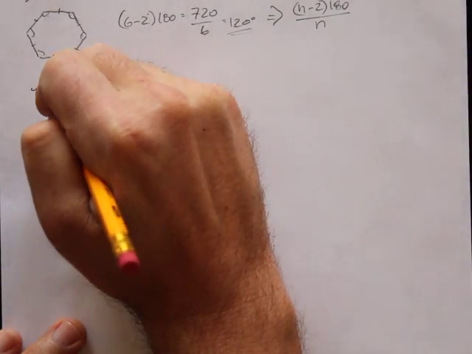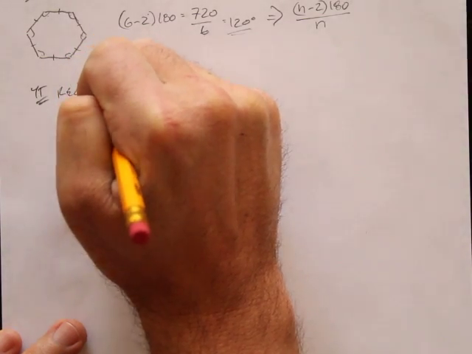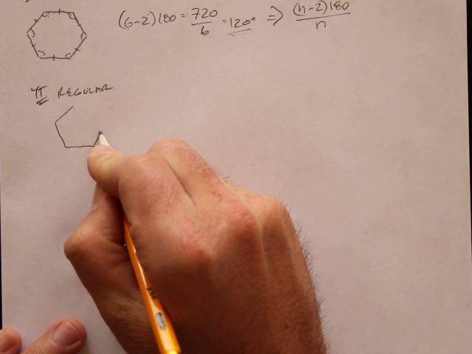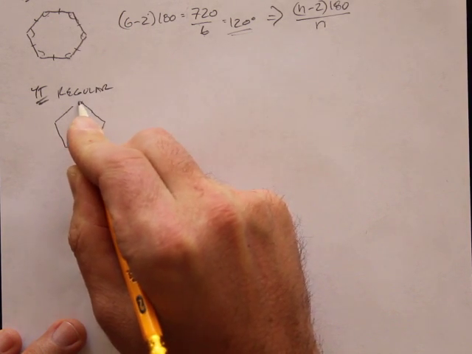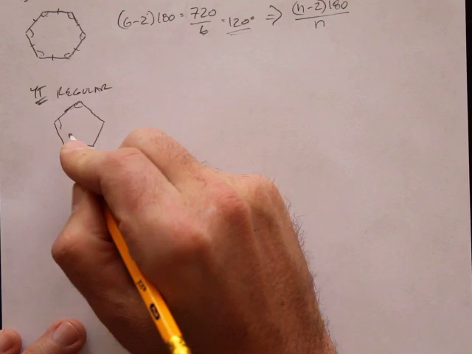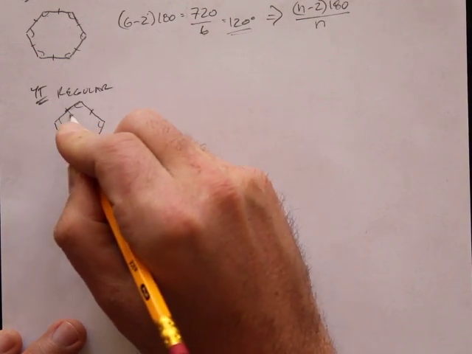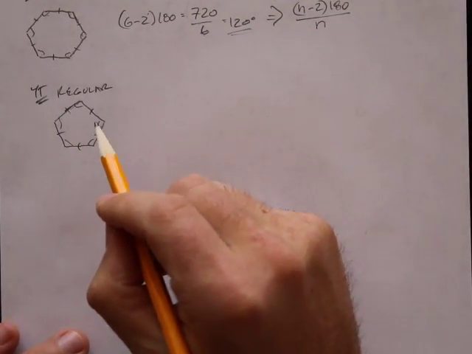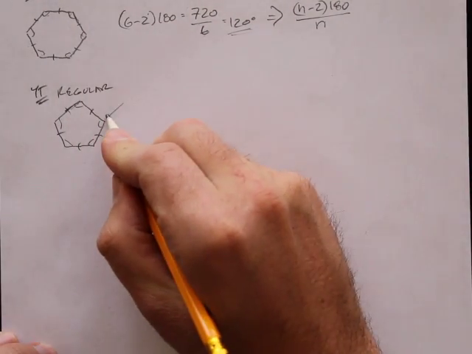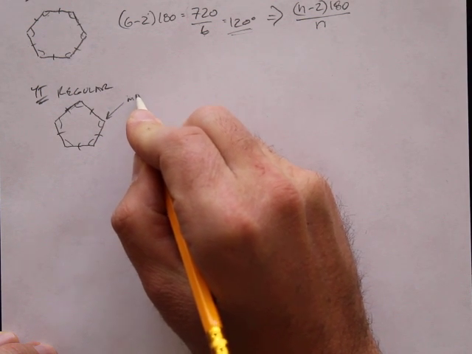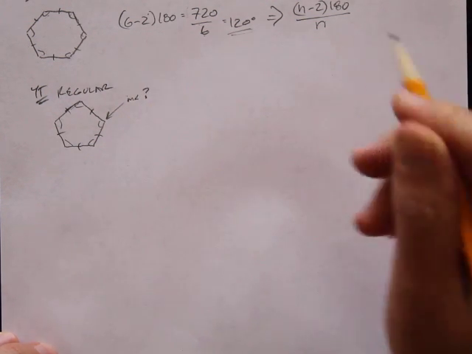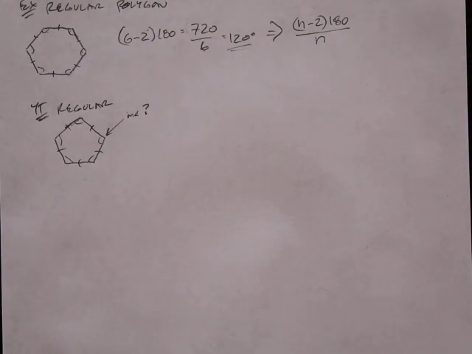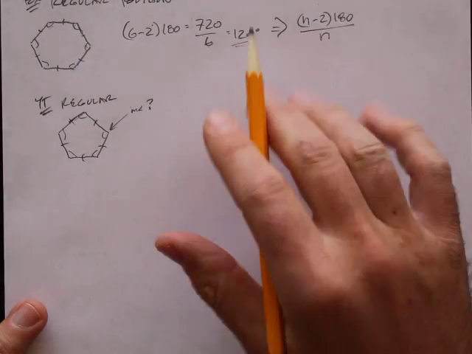I've got a regular pentagon, meaning all the sides and all of the angles are congruent to one another. So I want to know what is the measure of this angle. All right, go. All right, let's see how you did.